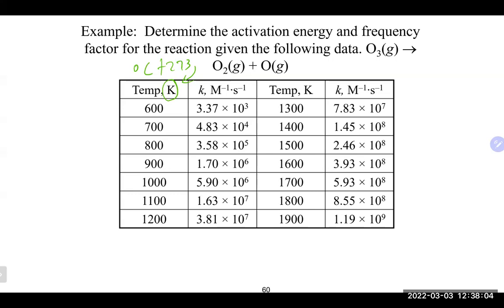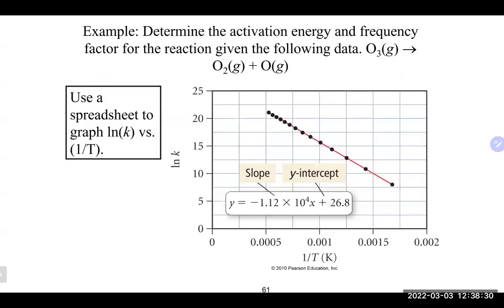Once we have them in Kelvin and we have the rate constants given to us, we would then need to take all these temperatures and do 1 over the temperature. And that is really what we should be plotting. We would need to take all the rate constant values and take the natural log of the rate constant. And that again is essentially what we should be plotting, the natural log of all those values on the Y, the 1 over temperature in Kelvin on the X. And if we did that in Excel or something like that, we would get a very nice looking graph here where it's very linear.